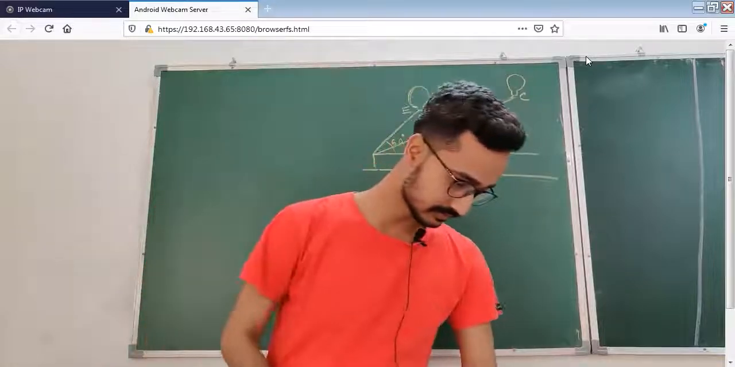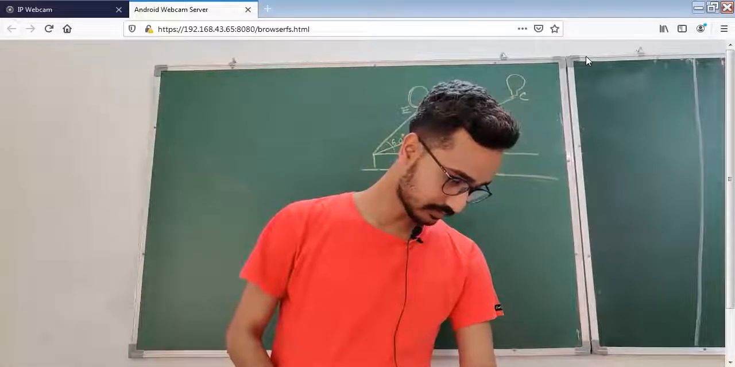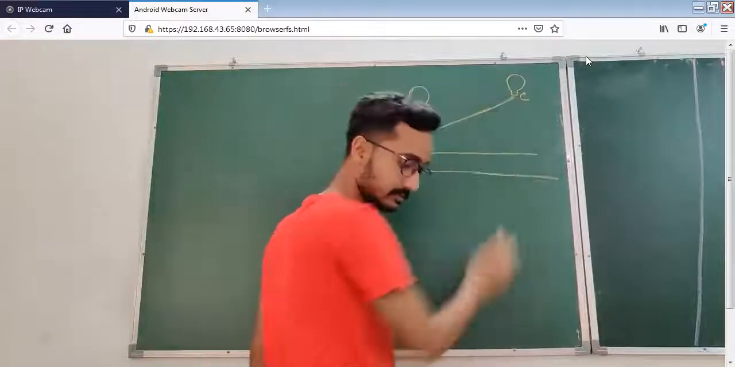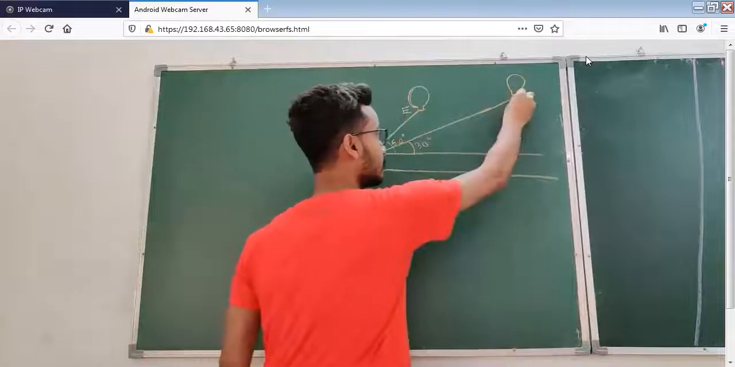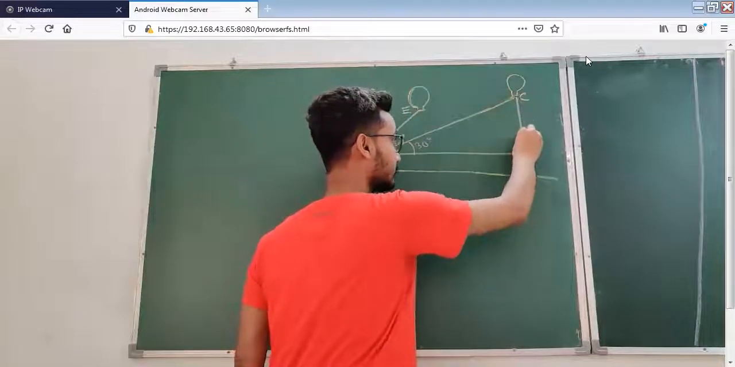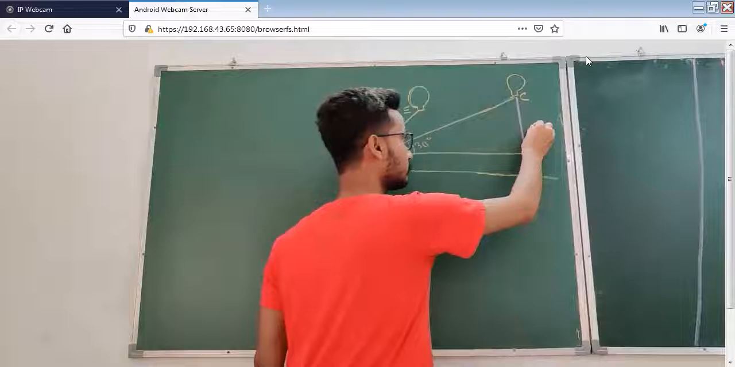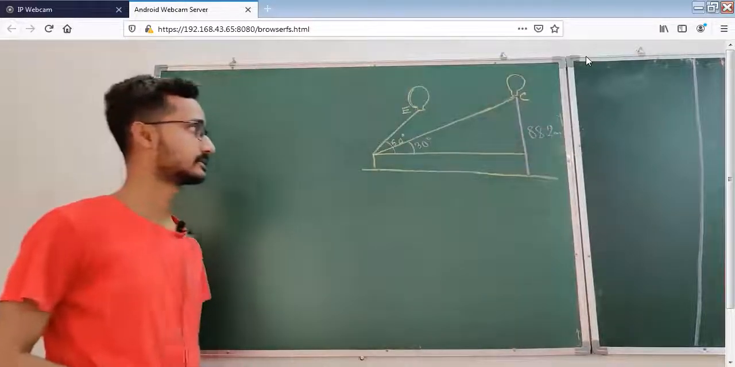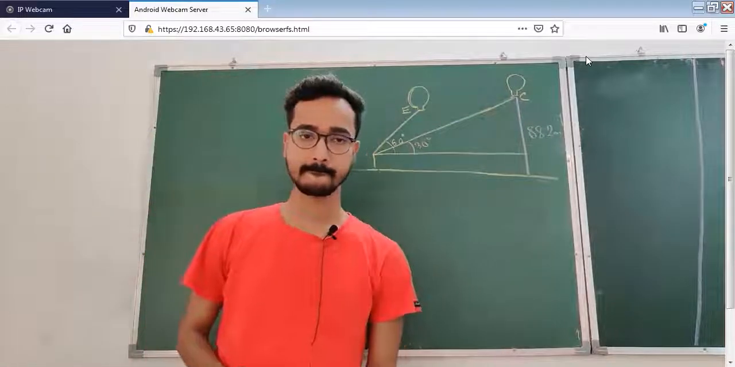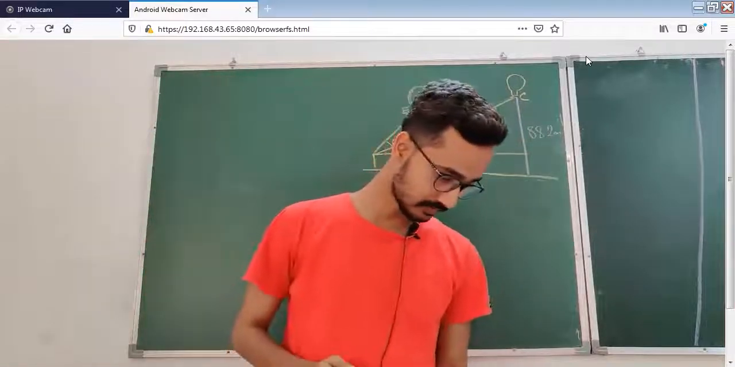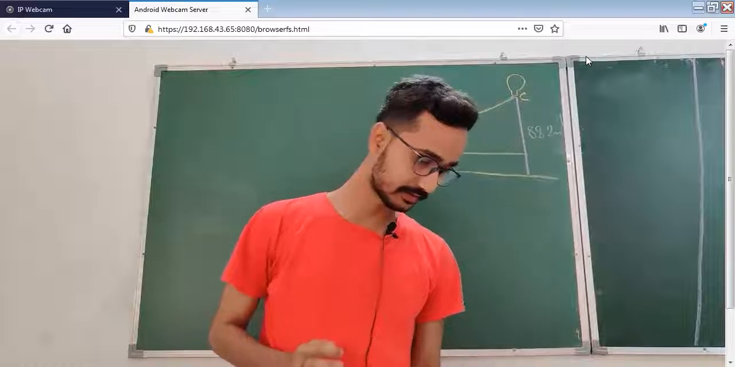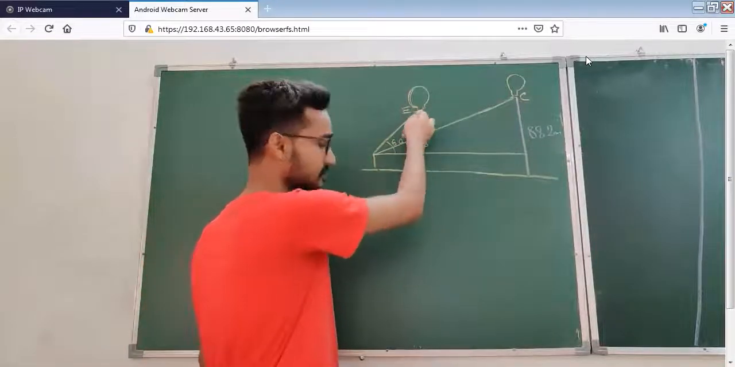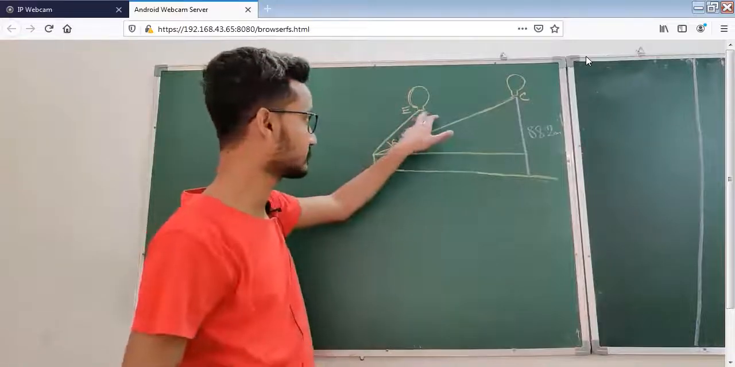Now the distance is given. Now see, the balloon is moving with the wind in a horizontal line at a height of 88.2 meter. That means this distance is given. How much? 88.2 meter. That means the distance of the balloon from the ground is given, 88.2 meter. Now you have to find the distance traveled by the balloon during the interval. That means you have to find this distance. Suppose this is the point E, this is the point C.